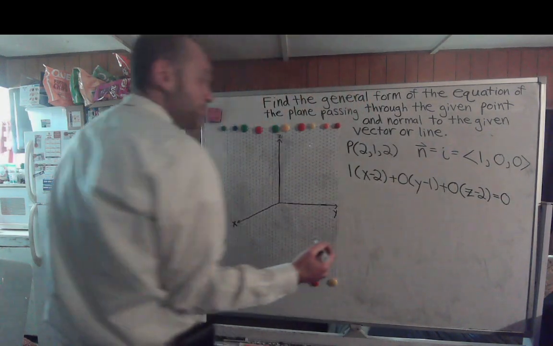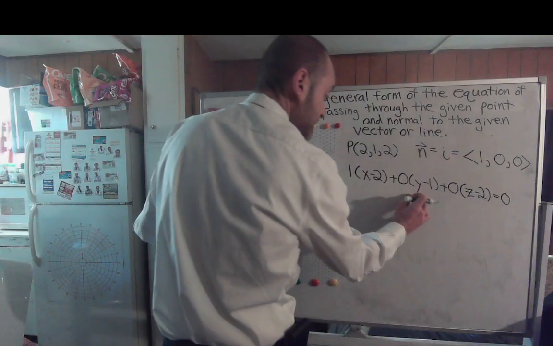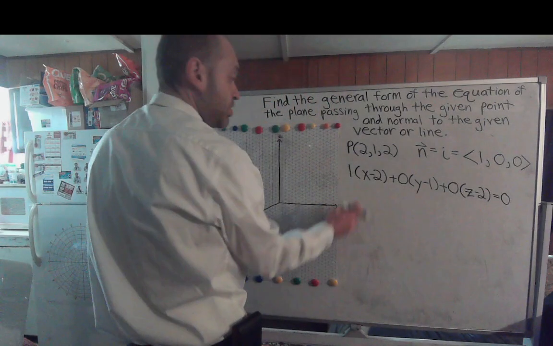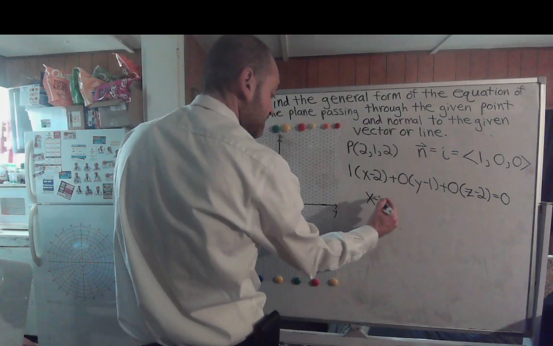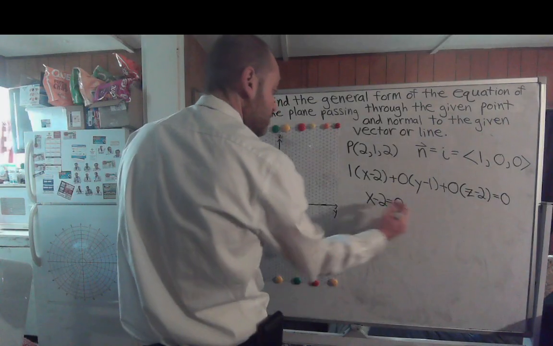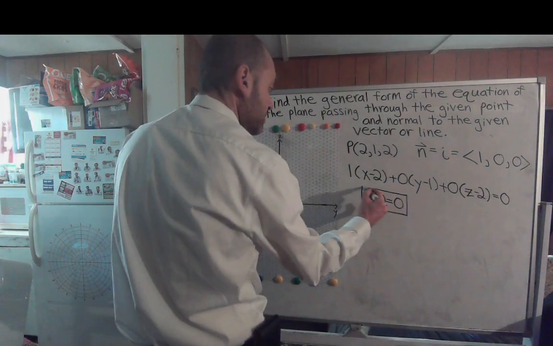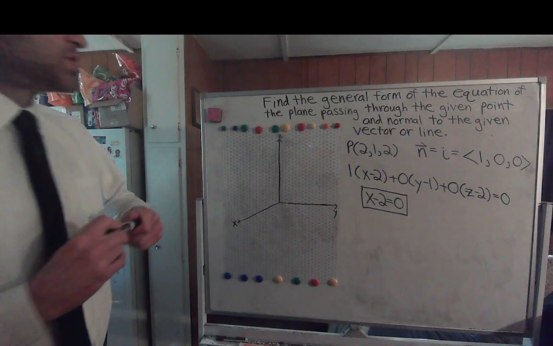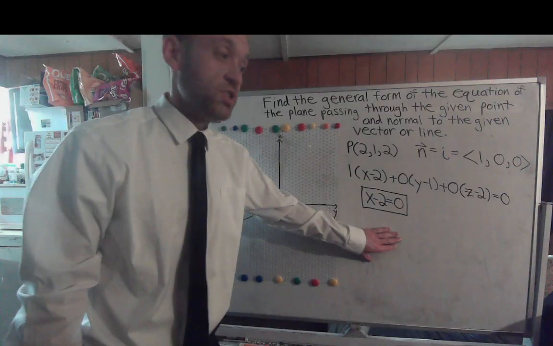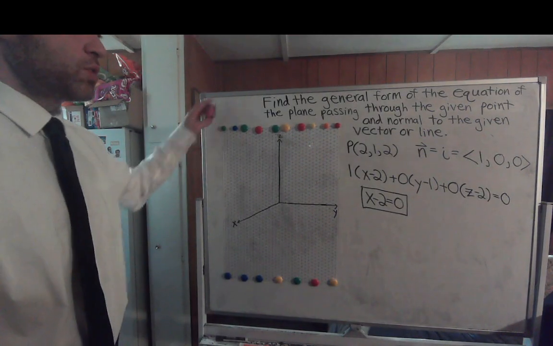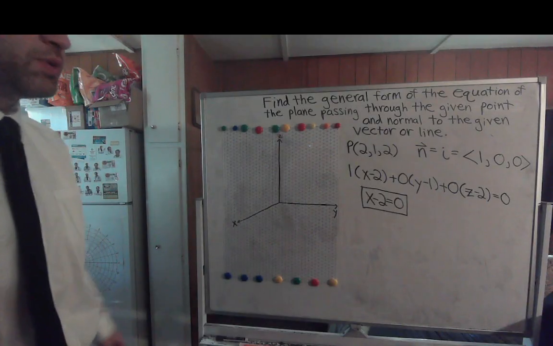Well, good news is these two terms go to 0, so all you have is 1 times x minus 2, which to get the final form of the equation, you'll just get x minus 2 equals 0. So the general form of this particular equation is just x minus 2 equals 0. That would give you the equation of this plane.